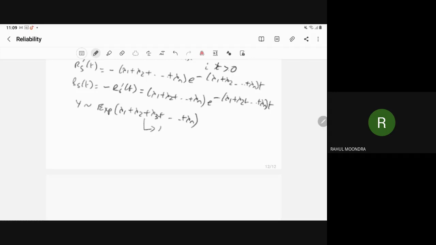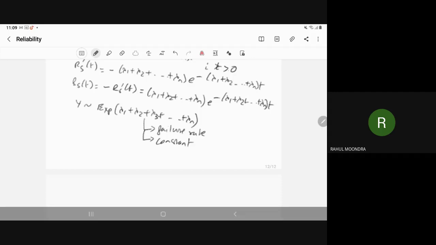So here we have proved this when we are saying that it is the parameter. So what is the parameter? It is the failure rate, and it is the sum of constant quantities. So this implies it is constant and equal to lambda 1 plus lambda 2 plus lambda n.